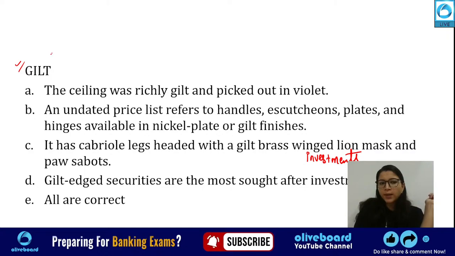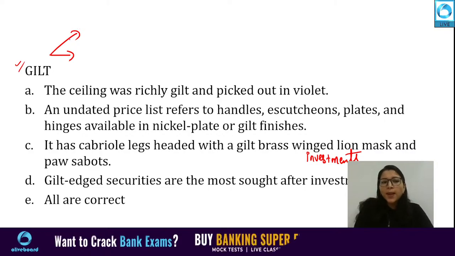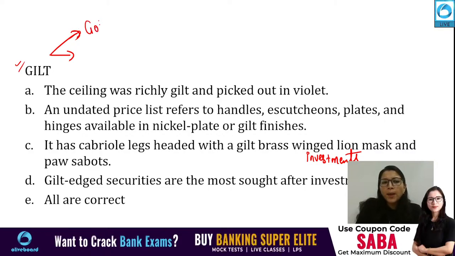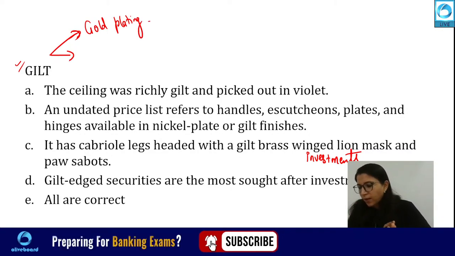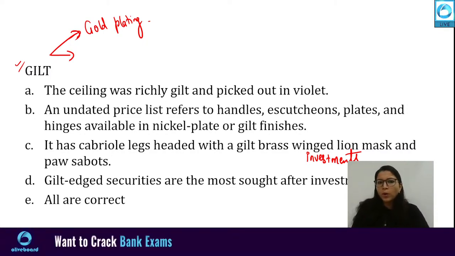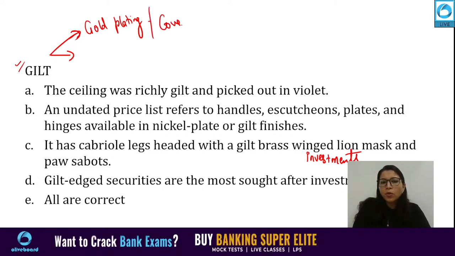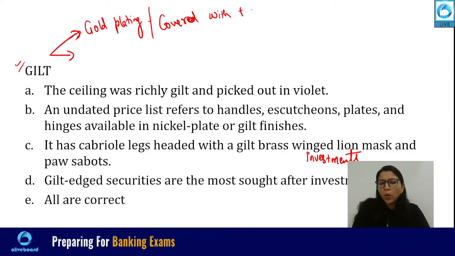I'm telling you the meaning, then tell me the usage. Guilt word, basically it refers to gold plating. In Hindi we say na, ki sone ka pani chadha dena. Like agar hum koi bhi cheez leke jaate hain, metal ki cheeze, covered with gold leaf or gold paint, correct. Gold plating, you can simply say, cover with thin gold paint.